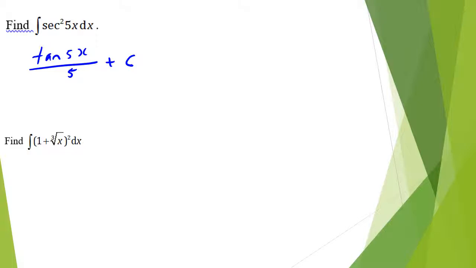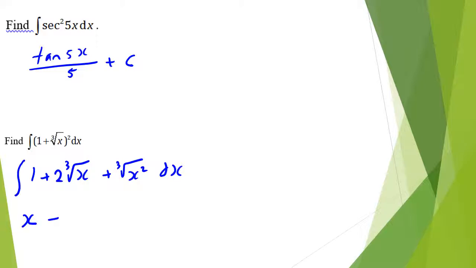Next one, you can't use the substitution method here, so the easiest way is to expand first. So I would have 1 plus 2 times the cube root of x plus the cube root of x squared, dx. Now I will integrate each one, so it's x plus this one here is 2 over, x to the power of 1/3 plus 1 becomes x to the power of 4 over 3, divided by 4 over 3, so it becomes multiplied by 3 over 4.